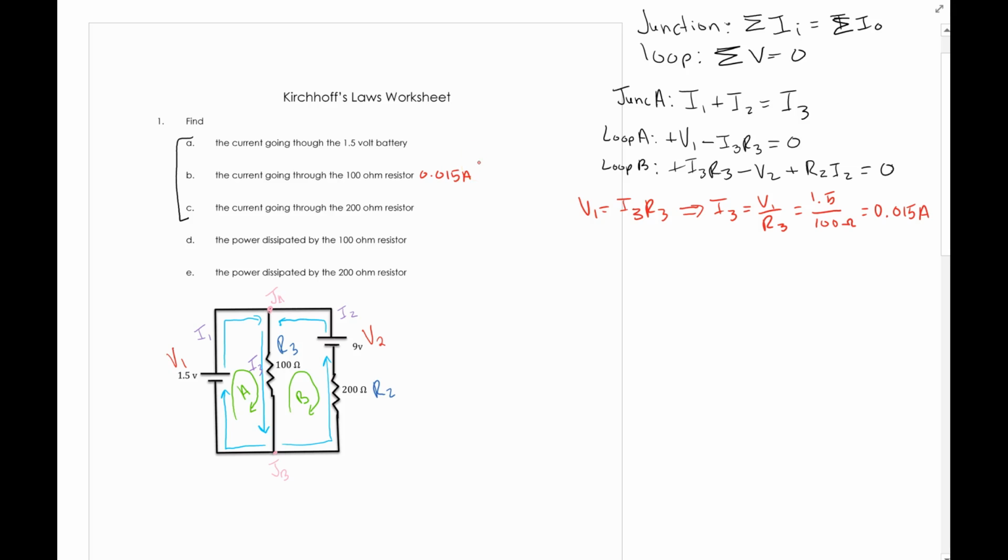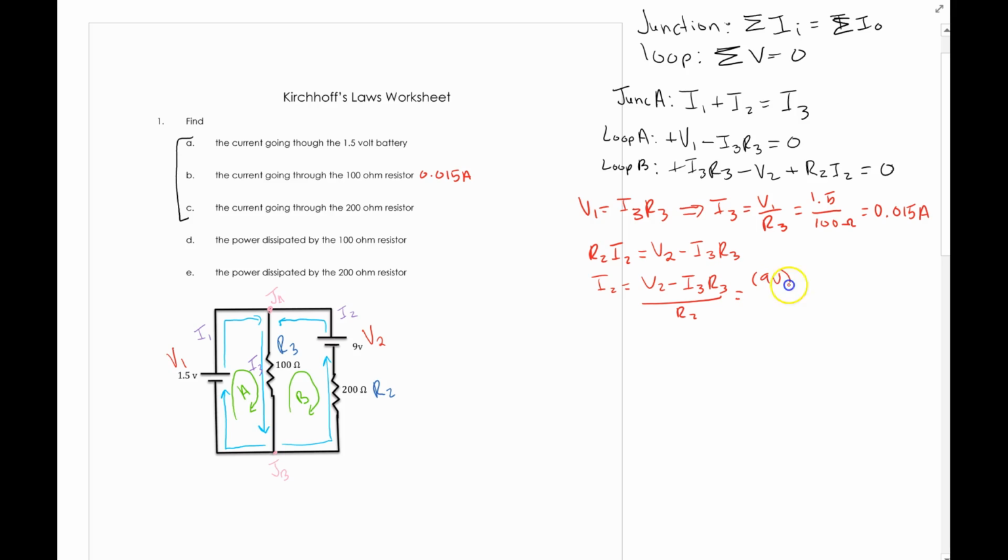So we have one more piece of information. Well, we know I3, we know R3, we know V2, we know R2. The only thing we're missing is I2. That means that we can go ahead and arrange that equation for that particular piece. When I do that, I get R2 I2 is equal to V2 minus I3 R3, or I2 is equal to all this lovely fun stuff divided by R2. And we can go ahead and plug and chug.